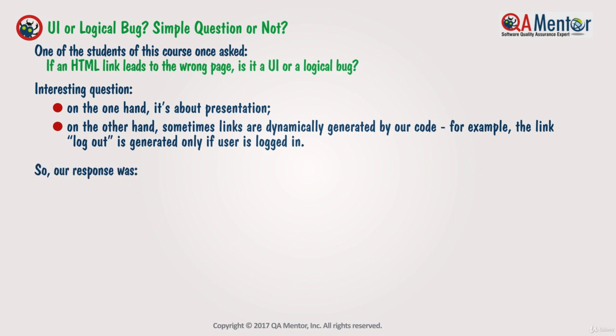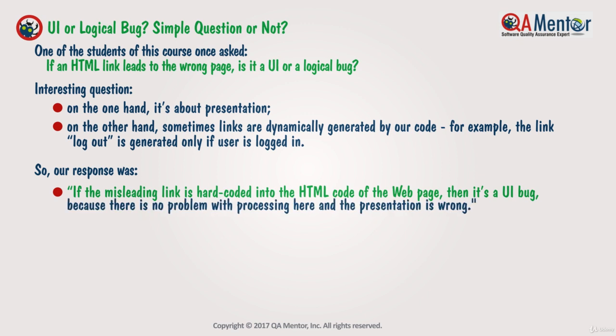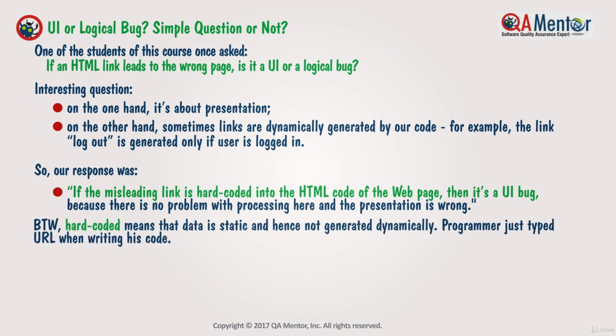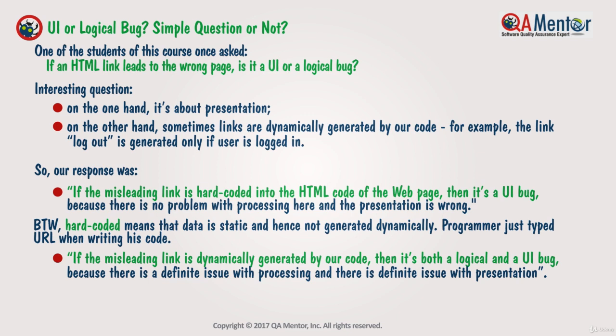So our response was, if the misleading link is hard-coded into the HTML code of the web page, then it's a UI bug because there is no problem with processing here, and the presentation is wrong. By the way, hard-coded means that data is static and hence not generated dynamically. Programmer just typed the URL when writing his code. If the misleading link is dynamically generated by our code, then it's both a logical and a UI bug because there is a definite issue with processing and there is a definite issue with presentation. Does this make sense?